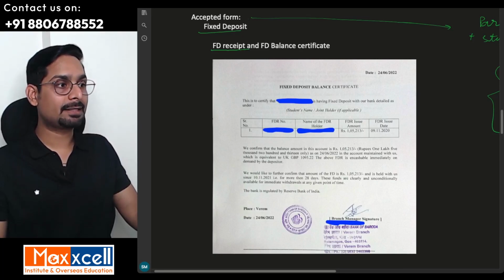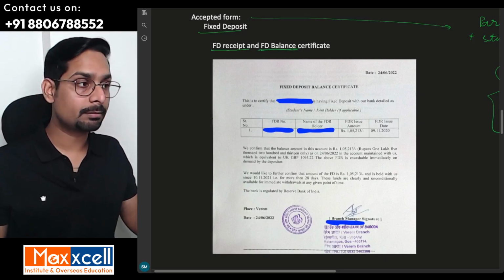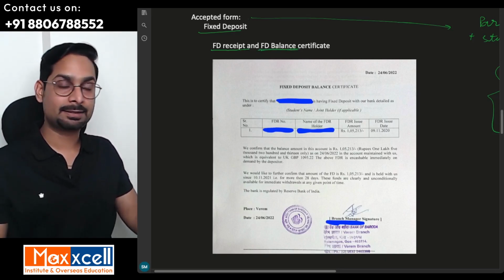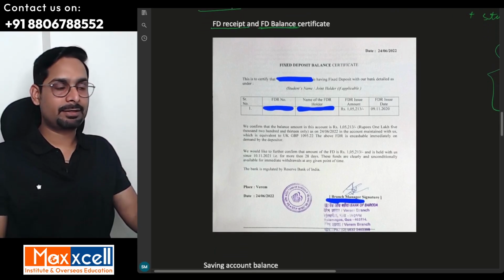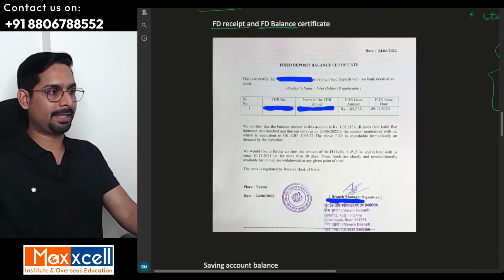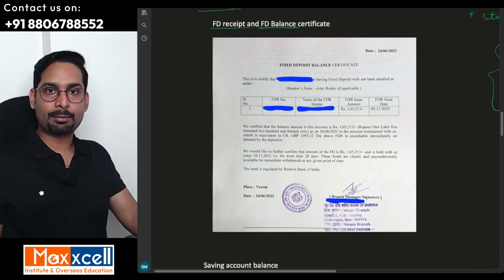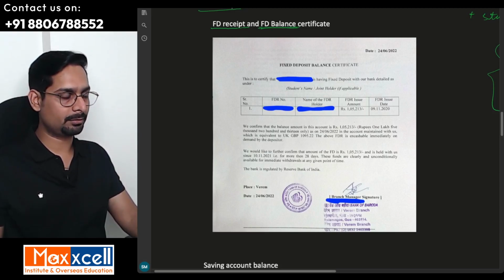And the second document which is required related to FD is FD balance certificate. This is how the FD balance certificate looks like. Fixed deposit balance certificate. Okay, you can pause the video. You can see what is the matter mentioned over here.